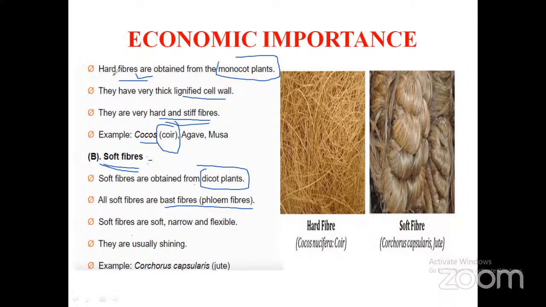First of all, the hard fibers are mainly from xylem fibers, from the xylem cells, and mostly the xylem cells are dead cells when compared with phloem. That's why it is very hard. But phloem fibers are in soft tissue, living cells. So these phloem fibers are very soft in nature, narrow, flexible, and also give shining. Example, jute fiber, an example for softness.